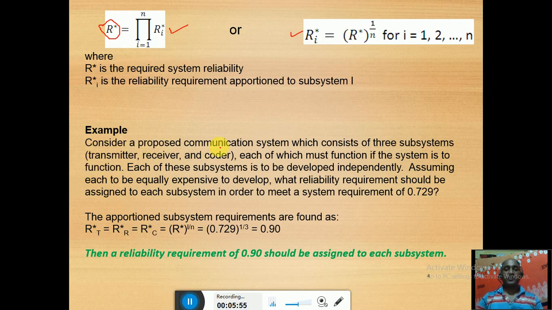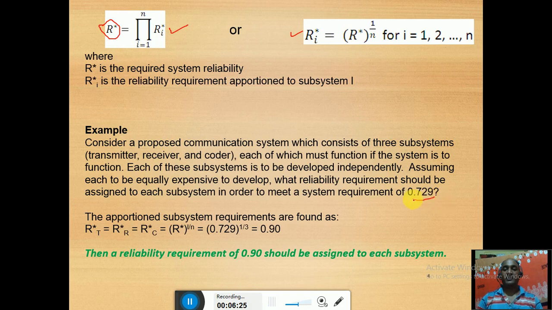So consider a proposed communication system which consists of three subsystems: transmitter, receiver, and coder. Three elements are given which are assumed to be used in series, and those are working independently. Assuming each to be equally expensive to develop, what reliability requirement should be assigned to each subsystem in order to meet a system requirement of 0.729?